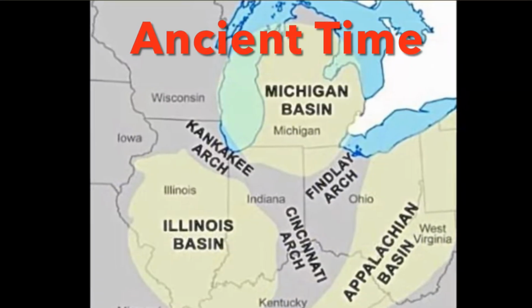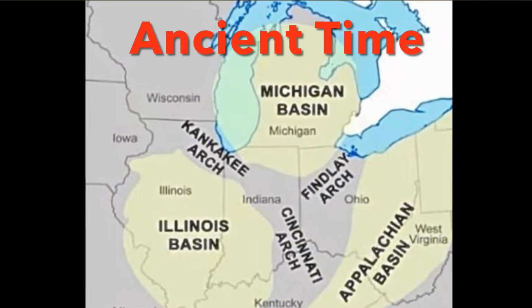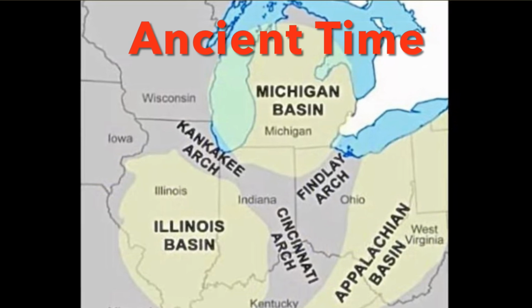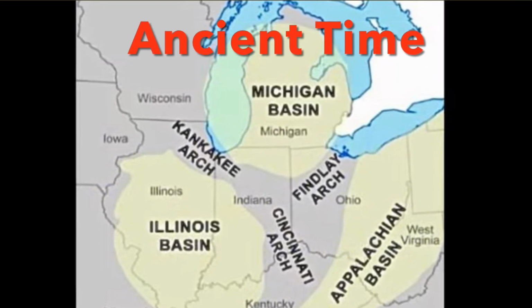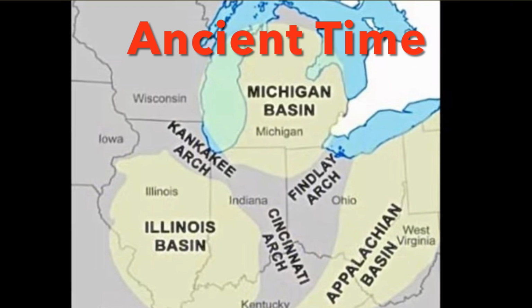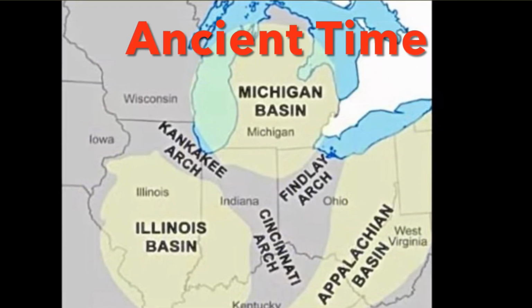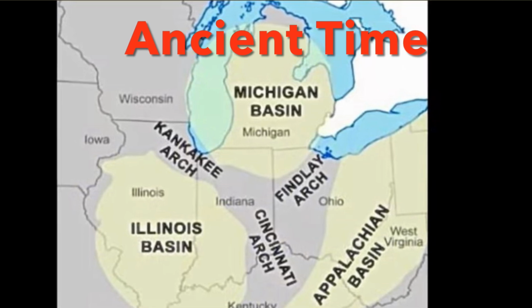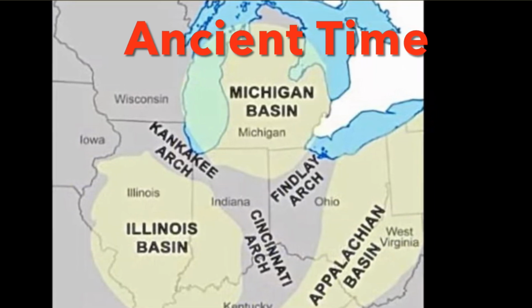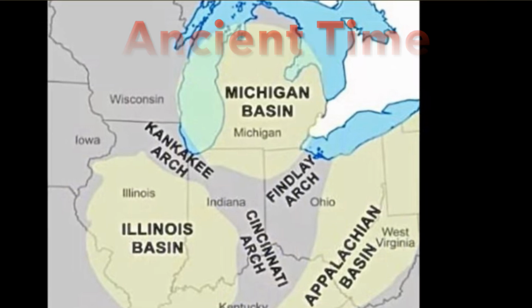Okay, let's pretend it's about 250 million years ago, and these 3 basins are filled with the sediments generally that we have described, and that these areas marked as arches did receive similar sediments, but perhaps not as much because they're high spots back during 250 million years ago.